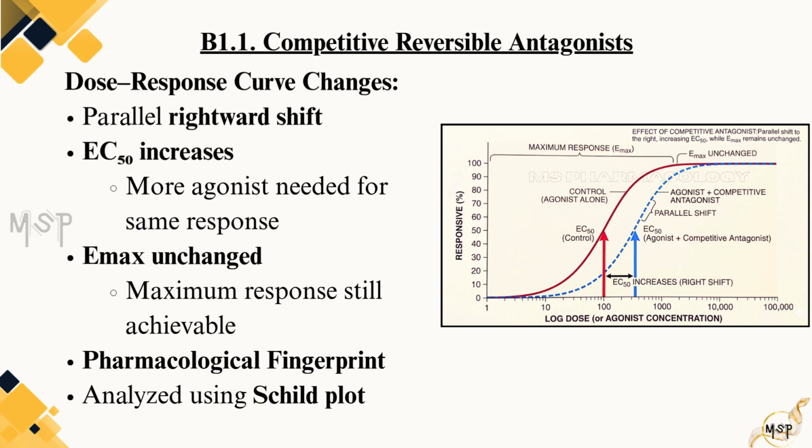The pharmacological fingerprint on the dose-response curve: a parallel rightward shift. The curve moves to the right but keeps its shape. EC50 increases. More agonist is needed to achieve the same 50% maximal effect, because the antagonist is occupying some receptors. Emax is unchanged. The maximum possible response is preserved, because with enough agonist, all antagonist molecules can be displaced. This shift is tested and quantified using the Schild plot.